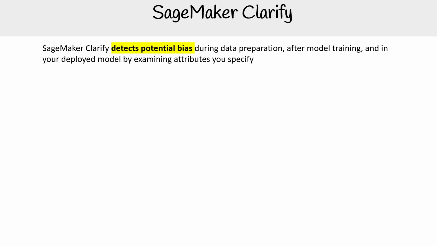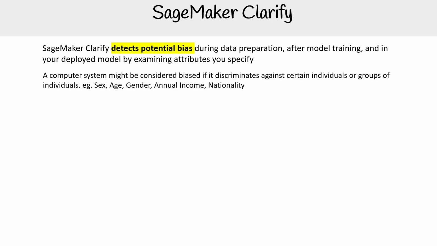SageMaker Clarify detects potential bias during data preparation, after model training, and in your deployed model by examining attributes you specify. This is specifically about explainable AI, which is also part of responsible AI that the exams, especially the AWS AI Practitioner, are going to care about. A computer system might be considered biased if it discriminates against certain individuals or groups of individuals based on a bunch of these properties. SageMaker Clarify provides bias metrics to quantify various fairness criteria.